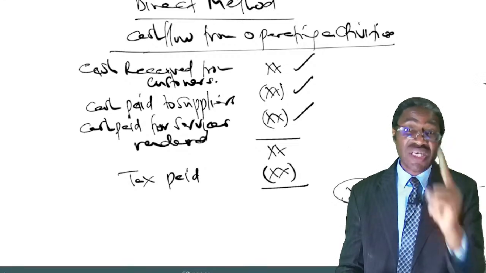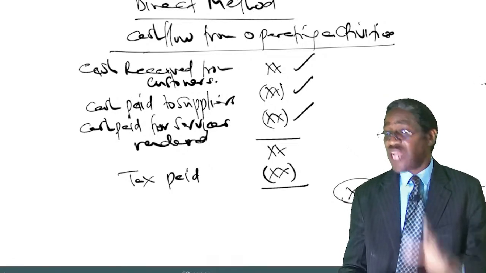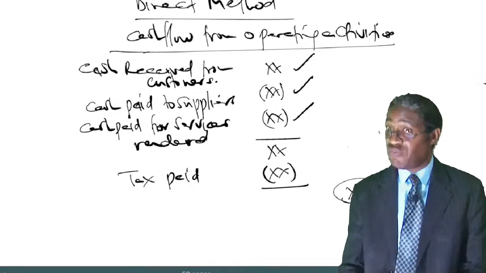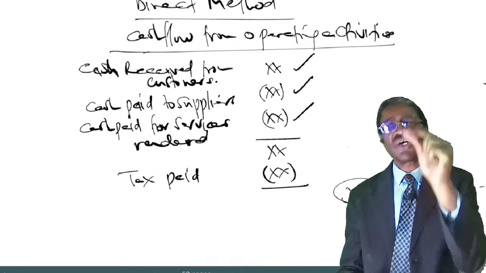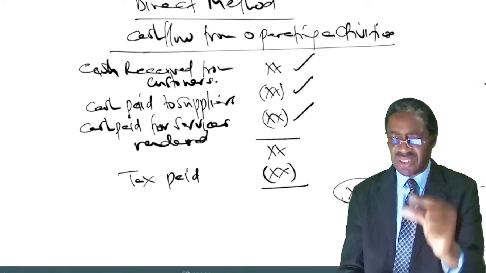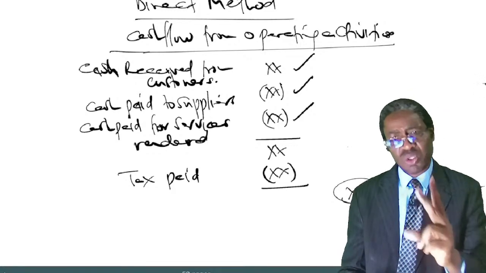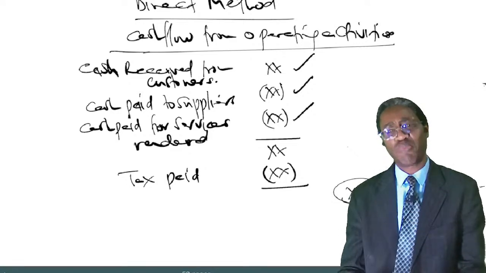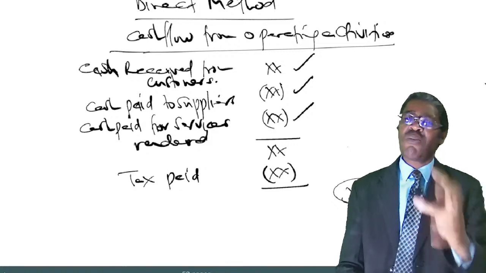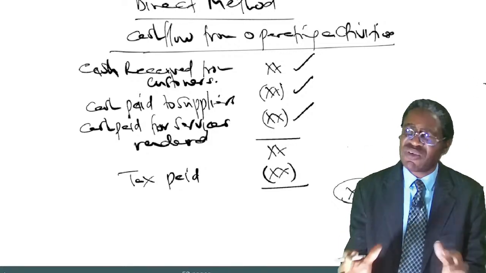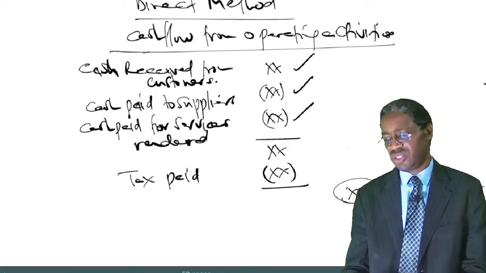When it comes to the direct method, to determine cash flow from operating activities, none of these three figures are you given. Meaning, it is normally your responsibility to calculate how much is the cash received from customers. As a business, how much did you receive from your customers? We shall talk about that in a short while. Two, how much was the cash you as a company paid to your suppliers? We shall talk about that in a short while. Three, how much was the cash you paid for all the services that were rendered to you as a company? How do you determine them? Good.